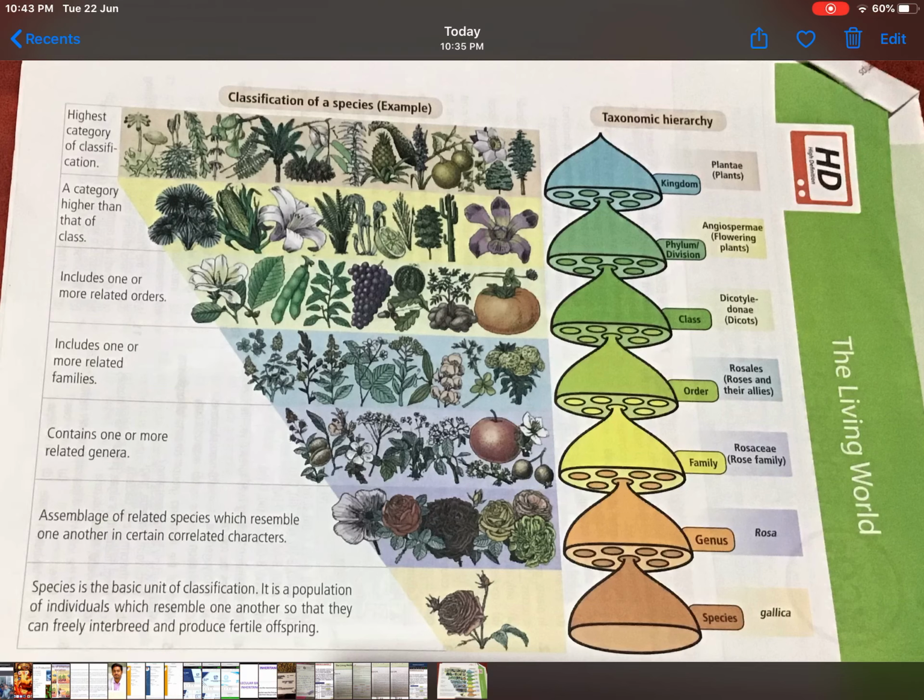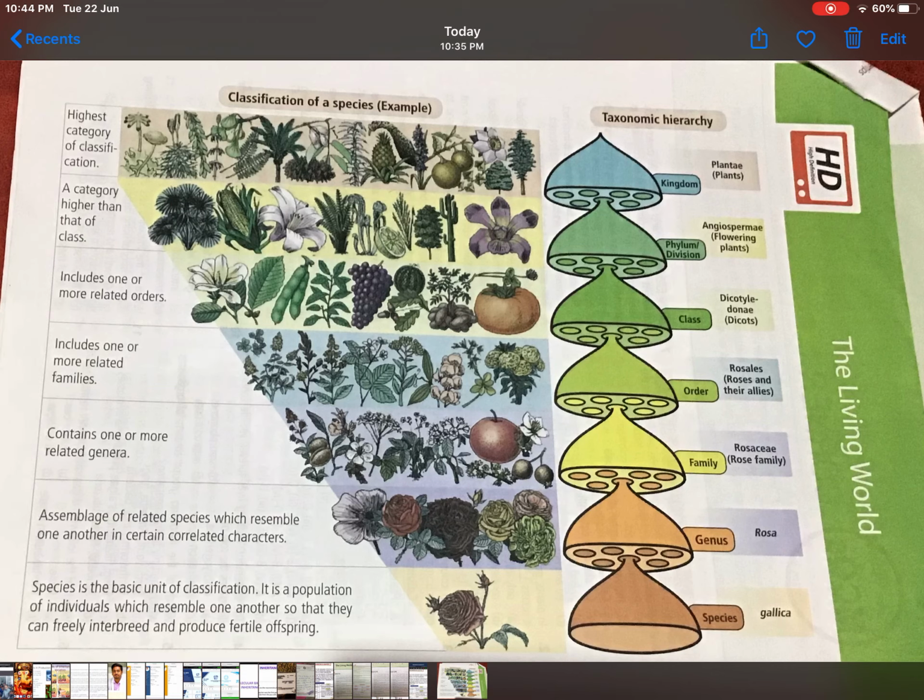And many genera will be put under a family. Here all the roses come under one family called the rose family, Rosaceae. From now onwards you must remember that among plants the families will have this common ending, aceae: Rosaceae, Salvinaceae, Fabaceae, Malvaceae, like that. The ending aceae will be common in family names. This family contains one or more related genera.